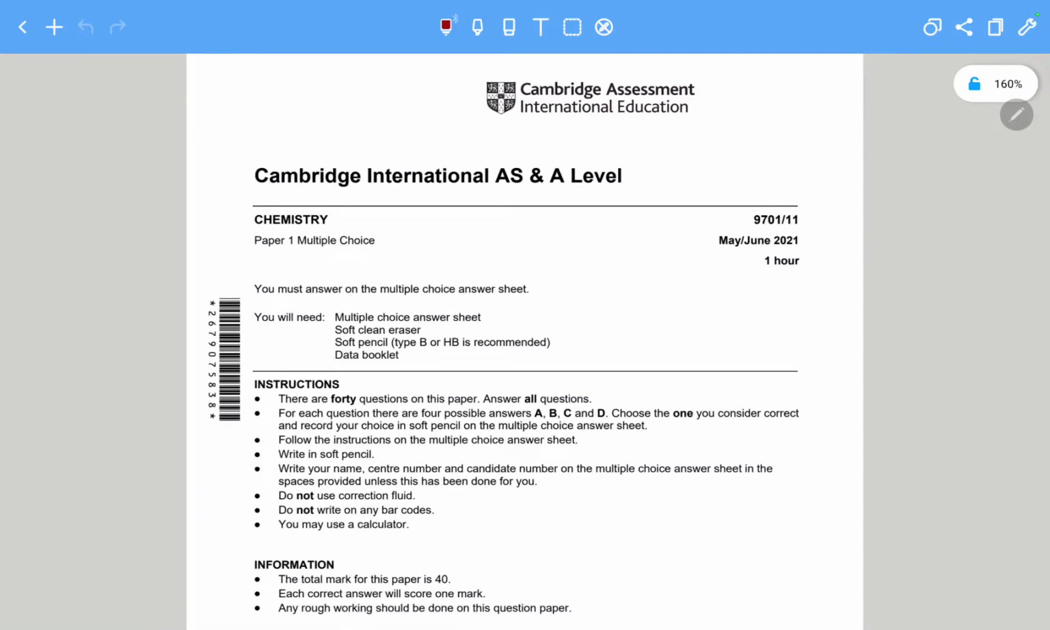Welcome to A-Level Chemistry. Today we will go through the May-June 2021 paper 11, and while we do that, I will give you some techniques that you can use during the exams to get a good score.